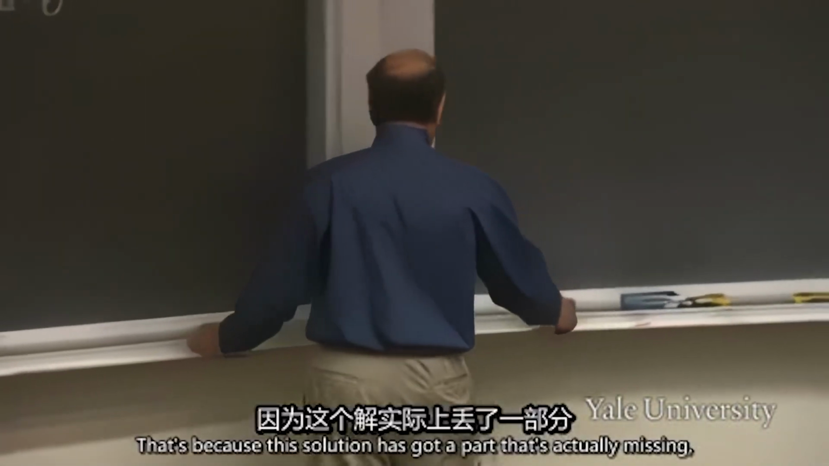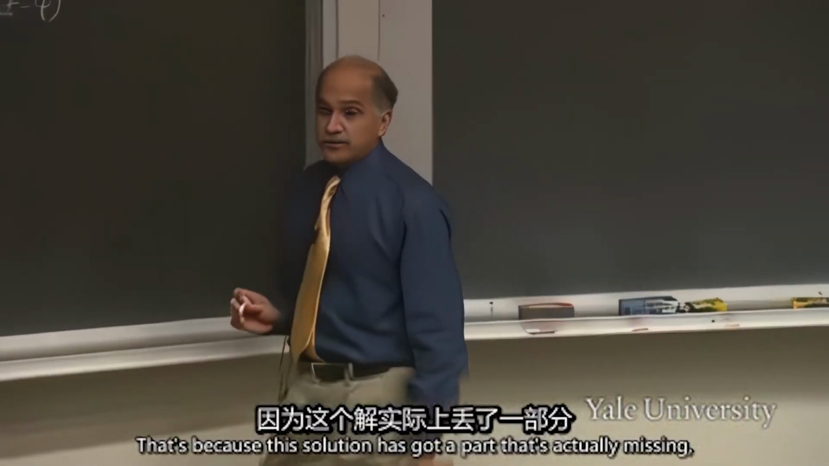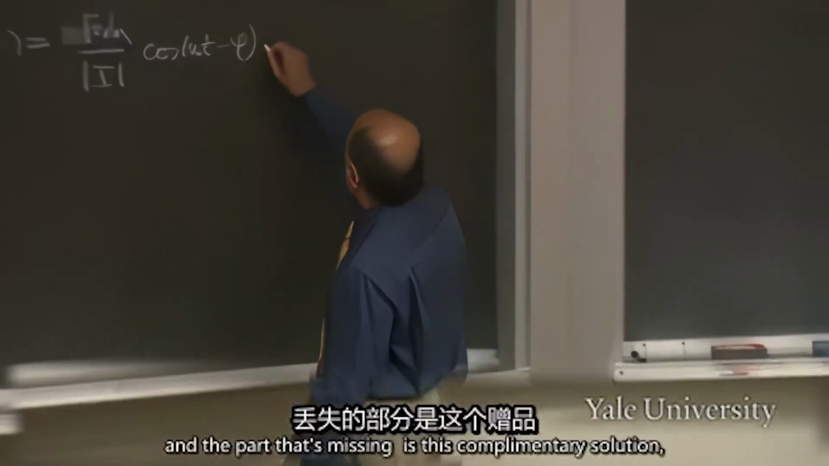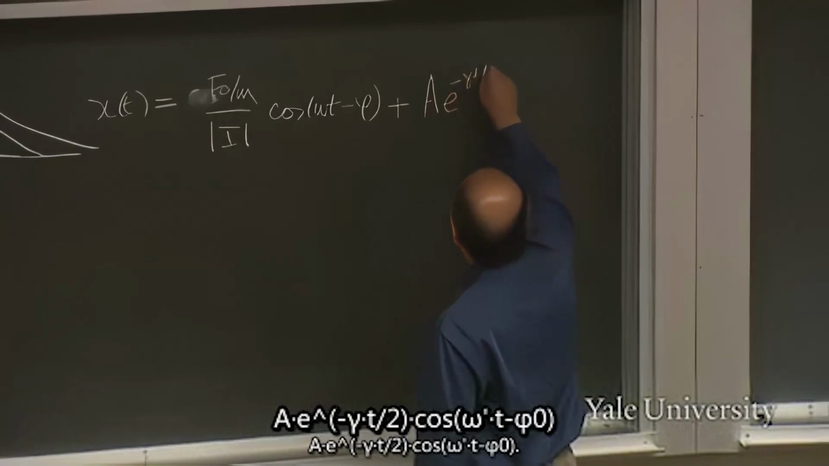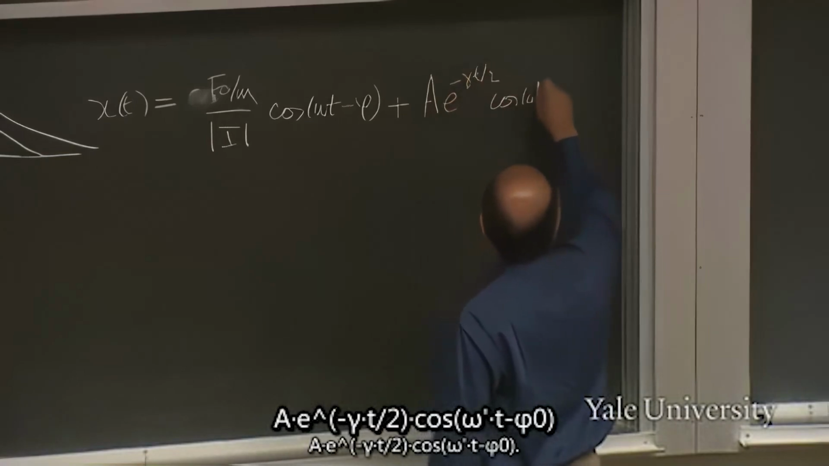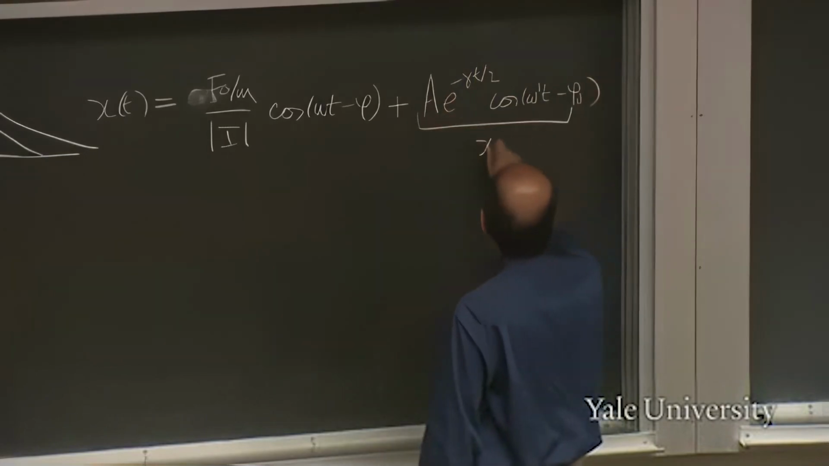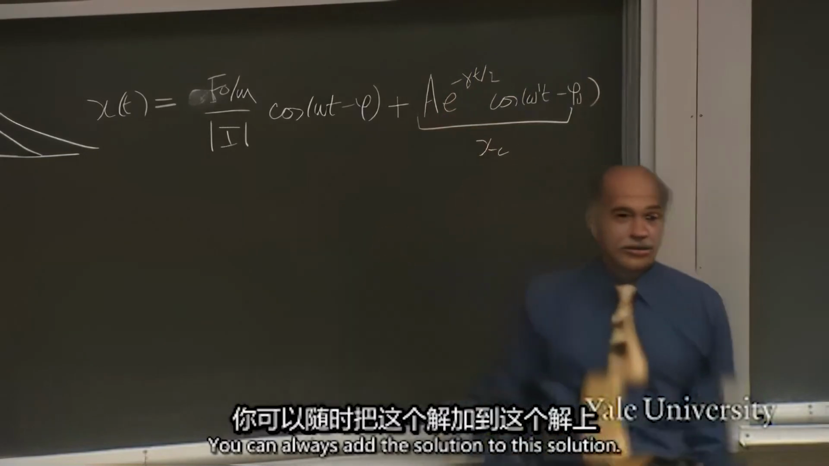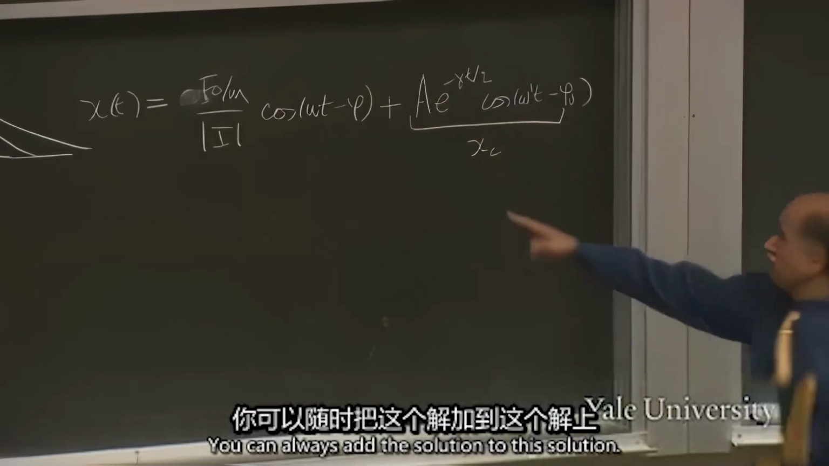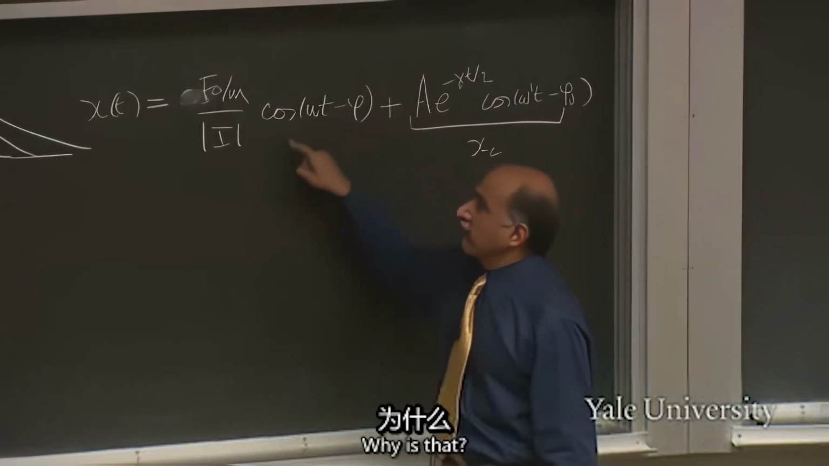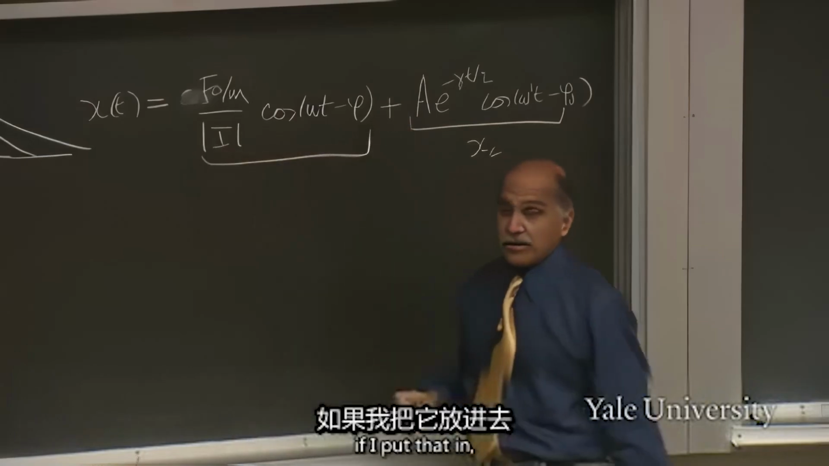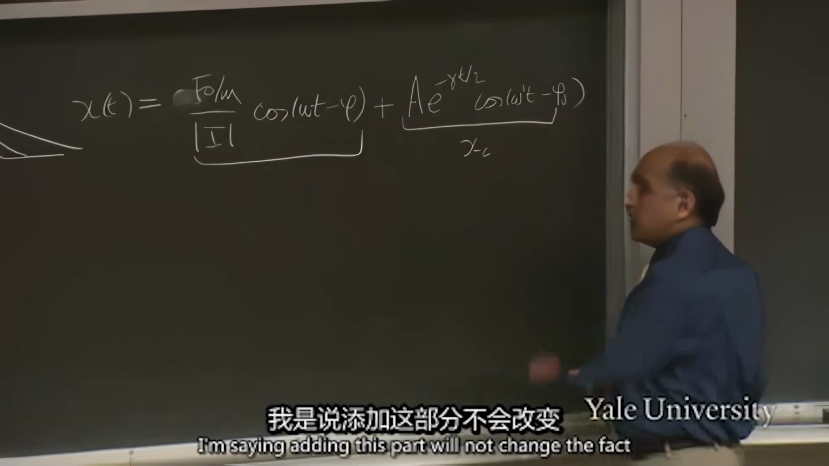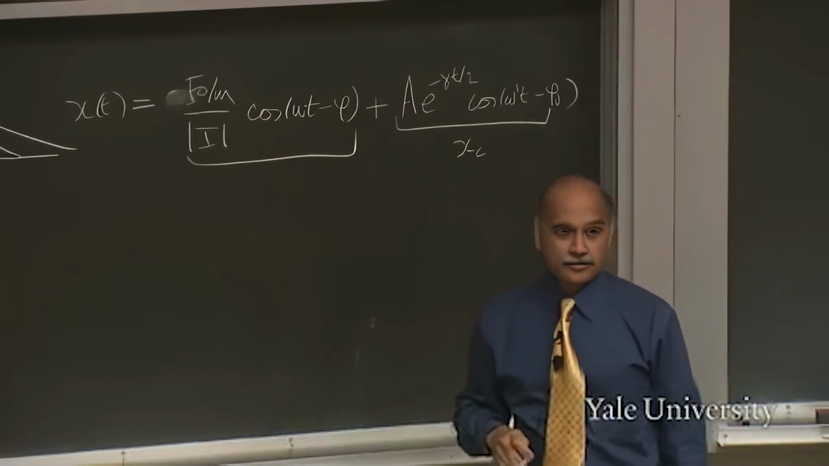That's because this solution has got a part that's actually missing. And the part that's missing is this complementary solution, a e to the minus gamma t over 2 cosine of omega prime t minus phi naught. You can always add the solution to this solution. Why is that? Because if x obeyed a certain equation, if I put that in, I'm saying adding this part will not change the fact it obeys the equation.